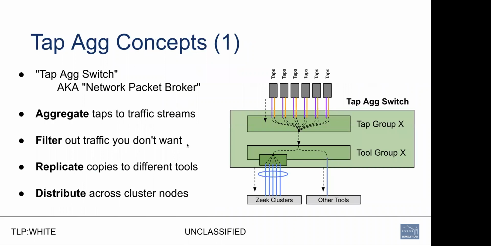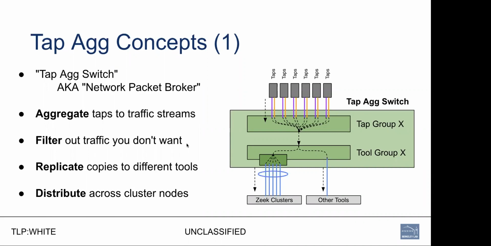So now you've got taps installed, and you have to send those taps to something. You could just go and plug it into tools like Zeek, but that doesn't scale real well. You start getting into tens, potentially hundreds of tapped links, and it may make sense to then aggregate that traffic into a single place and send it to a single tool or a single cluster of tools. You can do this with things called tap aggregation switches.